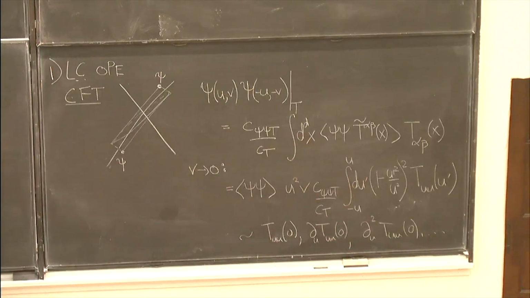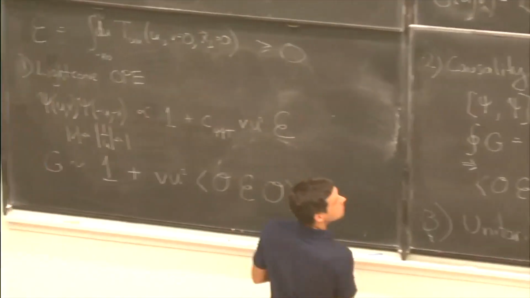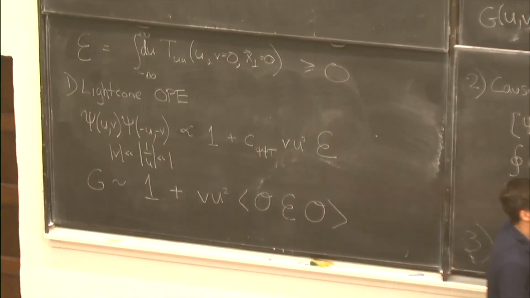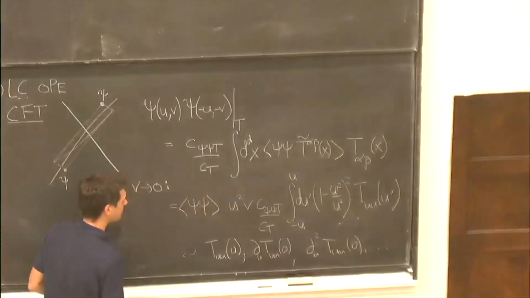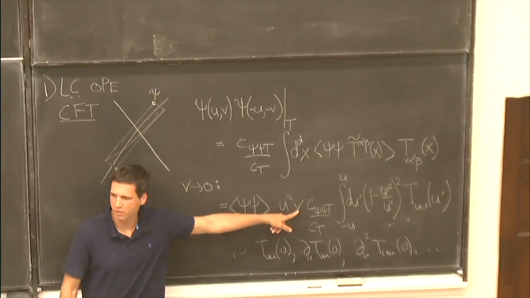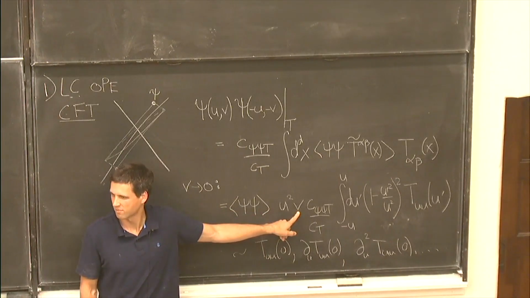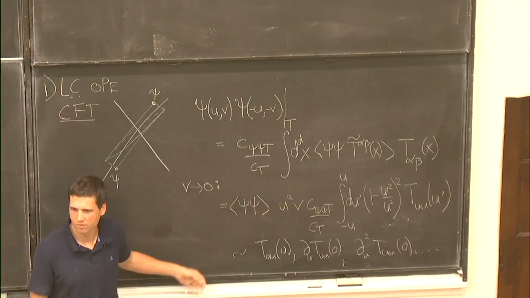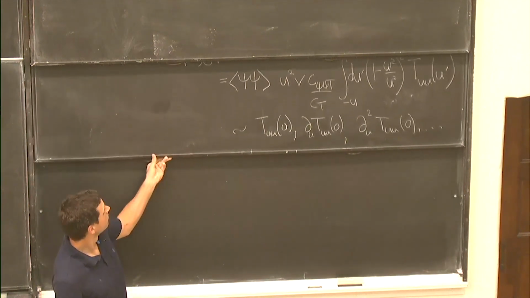Were you going to say something about the continuation? Yeah, you just take v to minus v, and now you have the answer in the space-like case. So it's the same formula in the light cone limit. If you're not in the light cone limit, it's a little more subtle.